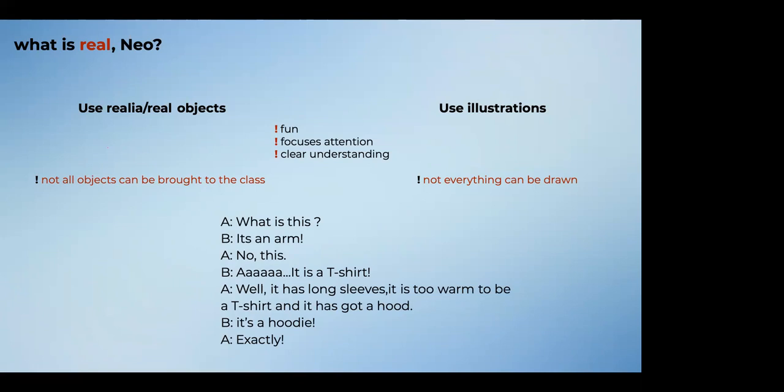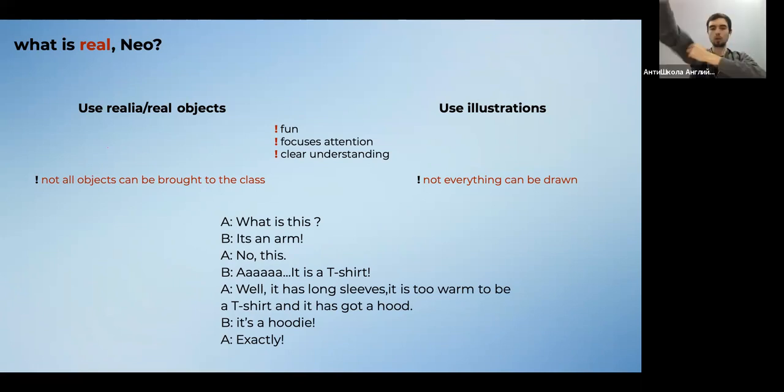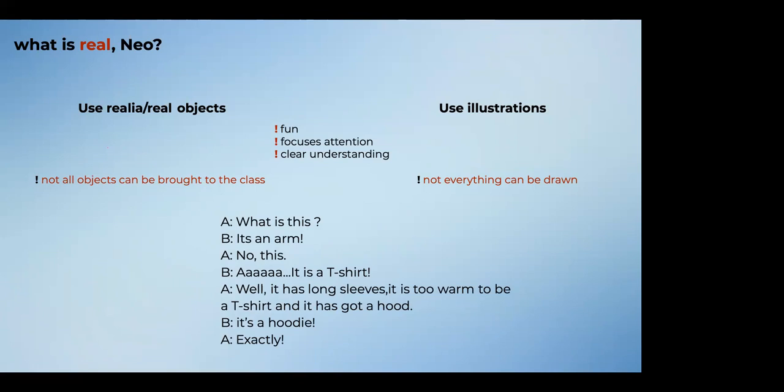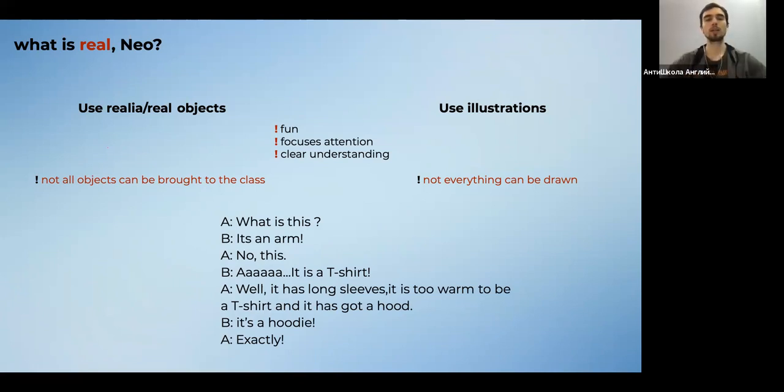That is an arm. No, this all. What is this? Oh, a t-shirt. Well, it has long sleeves. It's too warm to be a t-shirt, and it has a hood. So it's a hoodie. Exactly, it's a hoodie, right? I'm wearing a hoodie. That's a hoodie.